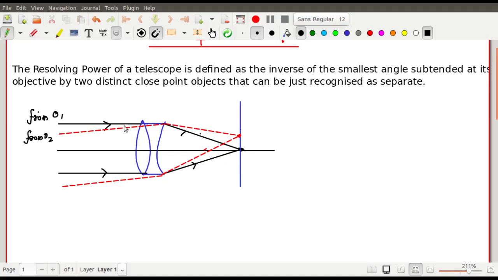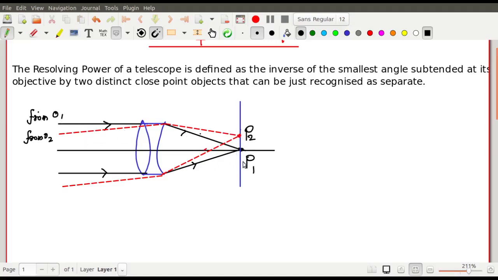And now from O1, this is an aperture. You see, this is a circular aperture, and now this circular aperture forms two patterns. One pattern is P1 and the other is P2. So there are two patterns formed over there. P1 is the central maximum of O1 and P2 is the central maximum of O2, right?